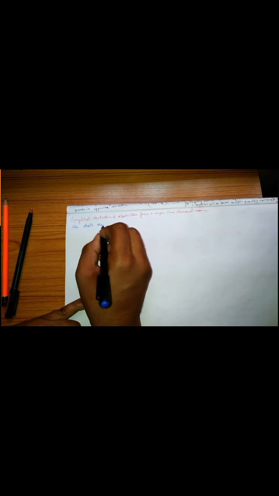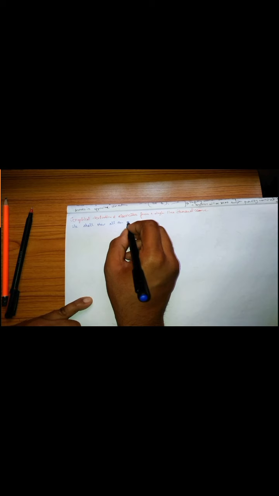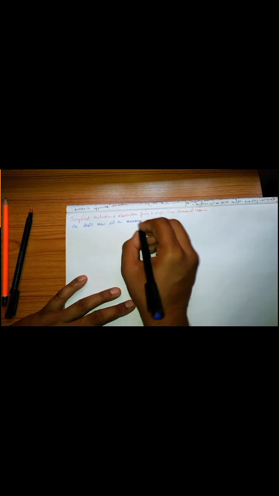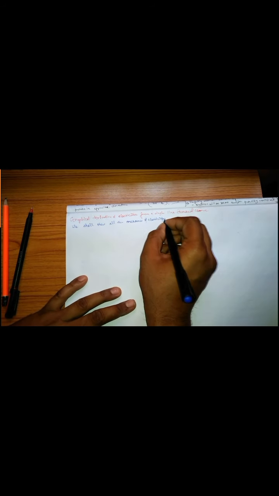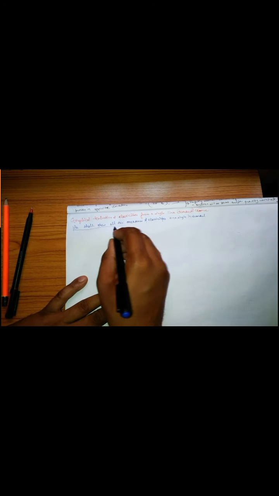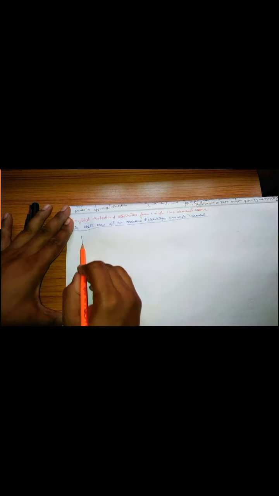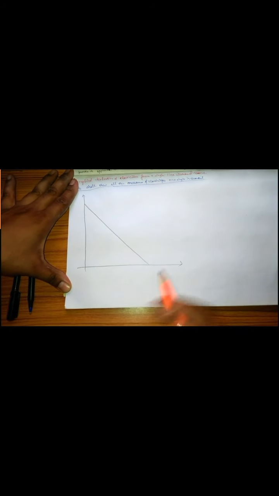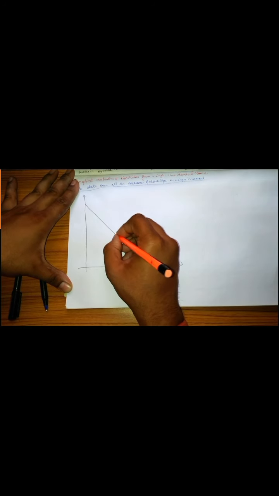The elasticities were perfectly elastic, elastic, unitary elastic, inelastic, and perfectly inelastic, and the values go down from infinity to 0. Infinity, then between infinity and 1, then at 1, then between 1 and 0, and thereafter it becomes 0.